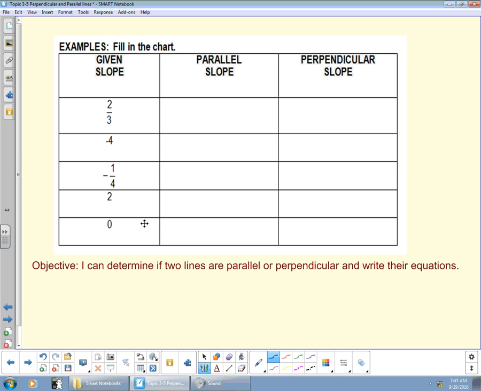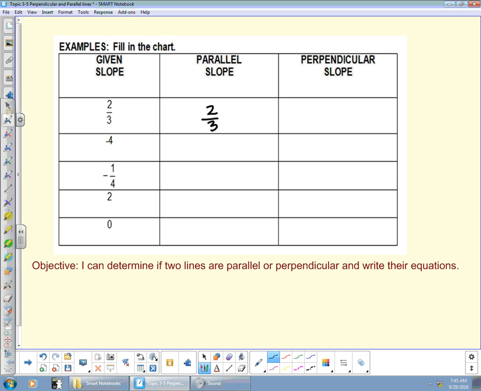All right, so given the slope, I want to write a slope that's parallel, and I want to write a slope that's perpendicular. And so my first slope is 2/3. Well, we just learned that parallel lines have the same slope, so I can just go ahead and fill in this first column. So if the slope is 2/3, the slope that's parallel is 2/3.